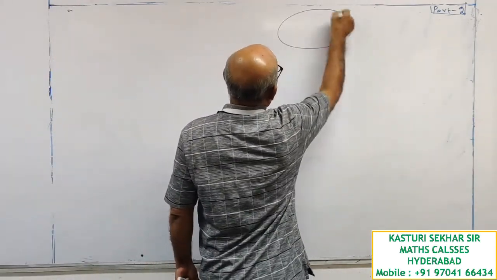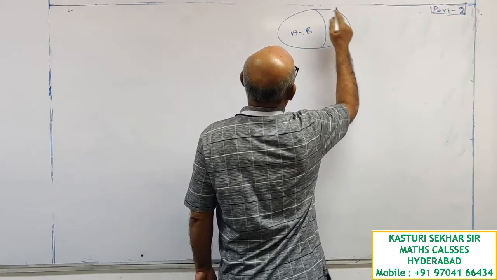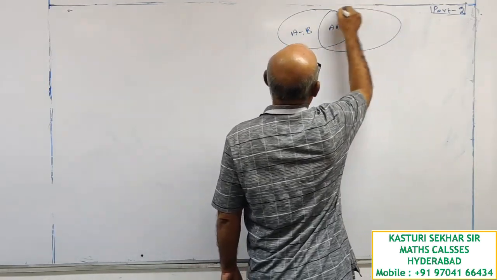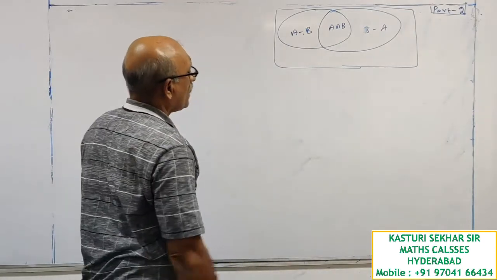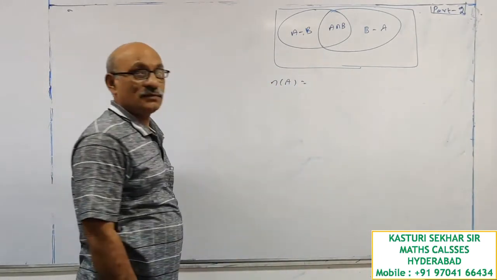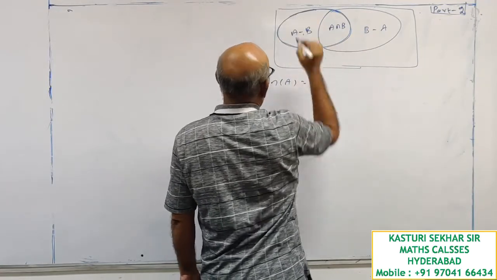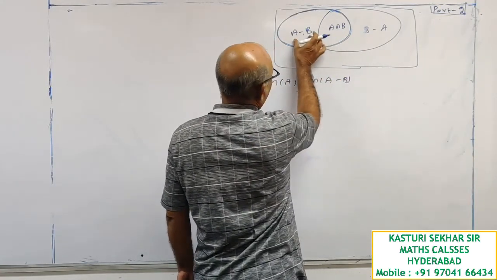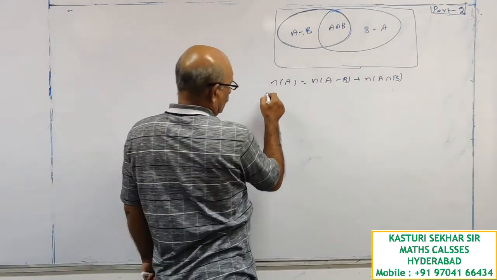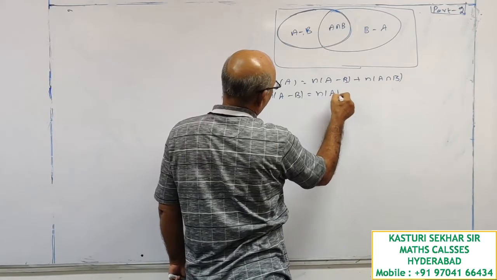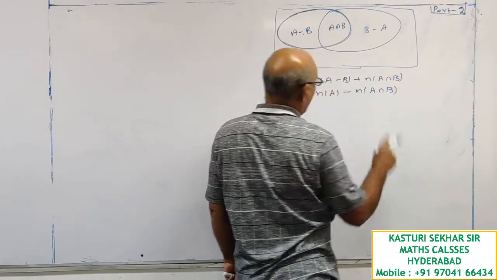Also see the set A, sir. This is A minus B and it is A intersection B. This is B minus A. So number of elements in set A is equal to number of elements in A minus B plus number of elements in A intersection B. So number of elements in A minus B is equal to number of elements in set A minus number of elements in A intersection B.